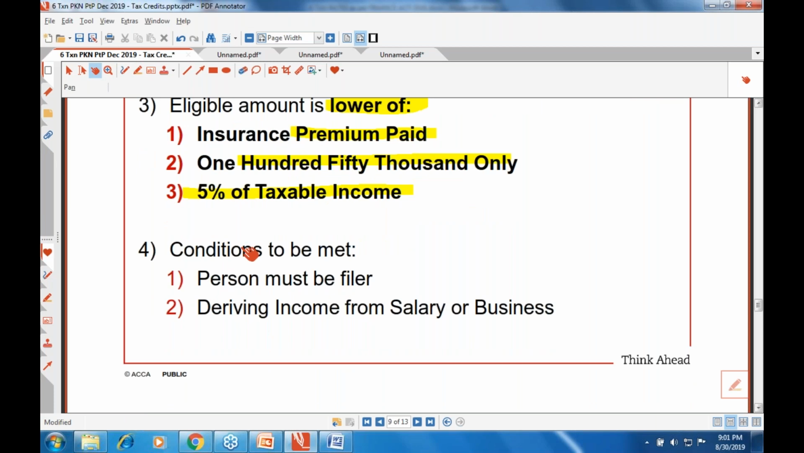Now, there are a few conditions which need to be met if you want to claim the credit for the health insurance. That is, you must be a filer, and the income that you are deriving is from salary or business. For example, if you are deriving income from property or from other sources, then you cannot claim the tax credit on the health insurance.